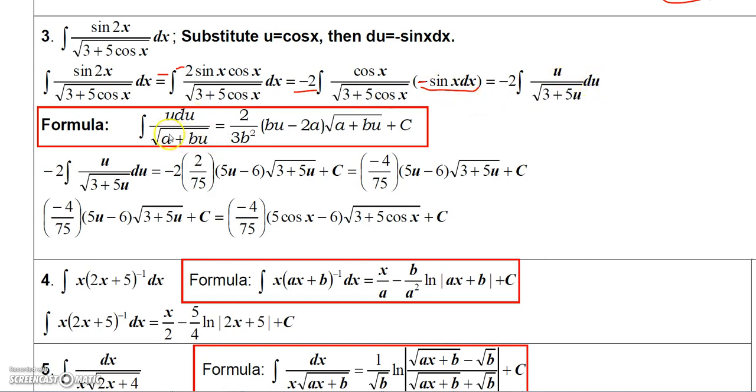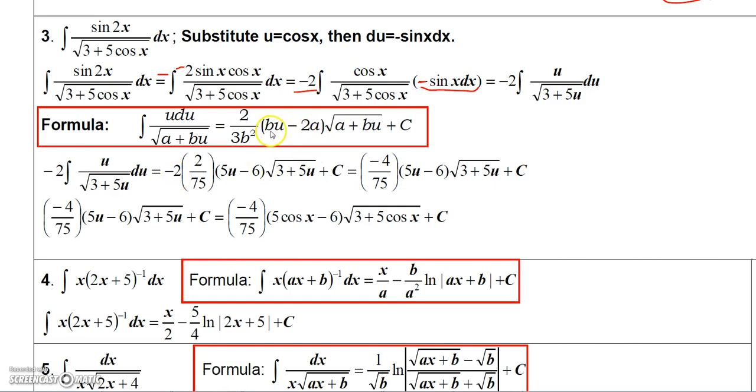And so now I have this formula that says if I have u over the square root of a plus bu, then that integrates to this formula. Let's see if I can make this work. I just copied the integral right here. The formula would be 2 over 3 times b squared. Now b is the coefficient of the u, so that'd be 5. So it'd be 2 over 3 times 5 squared, which is 2 over 3 times 25, which is 2 over 75. And of course the negative 2 came from in front of the radical.